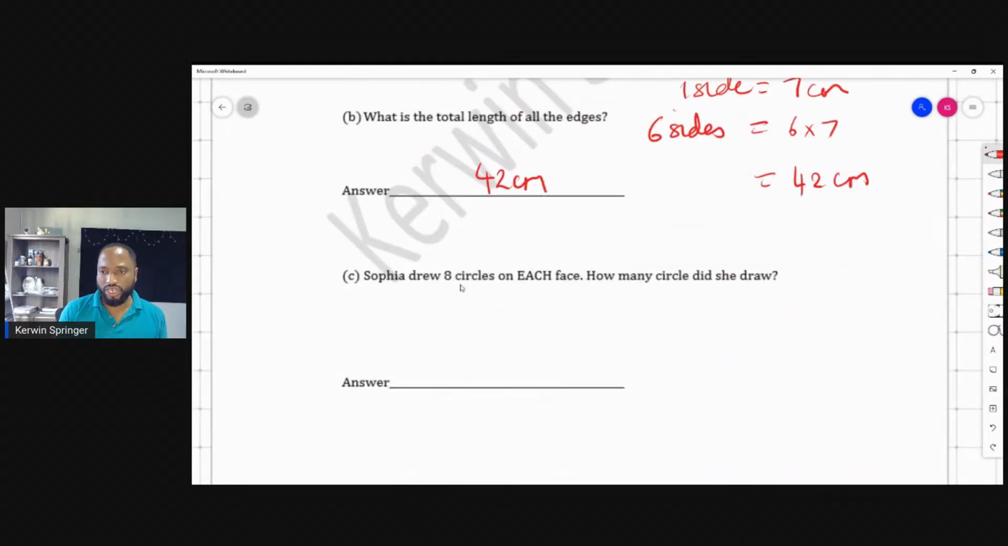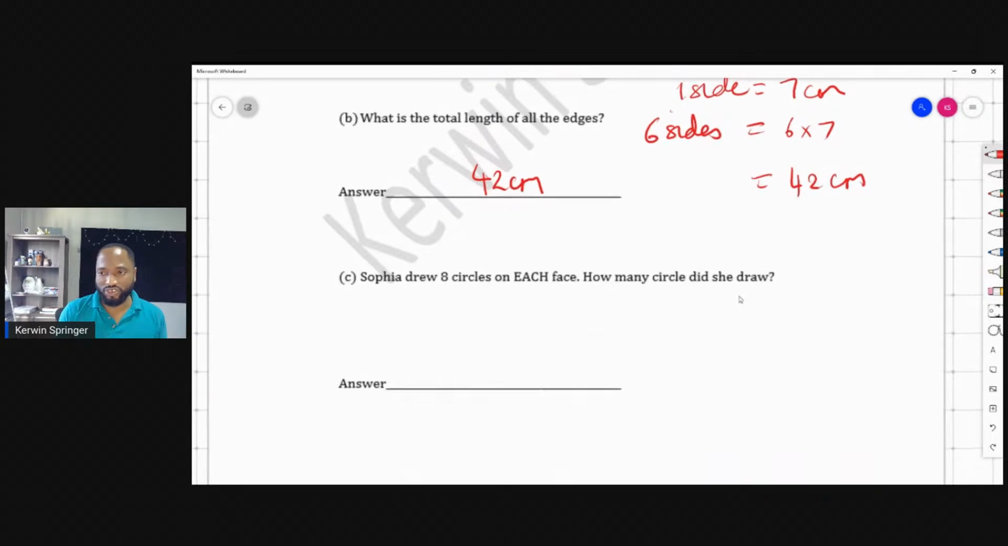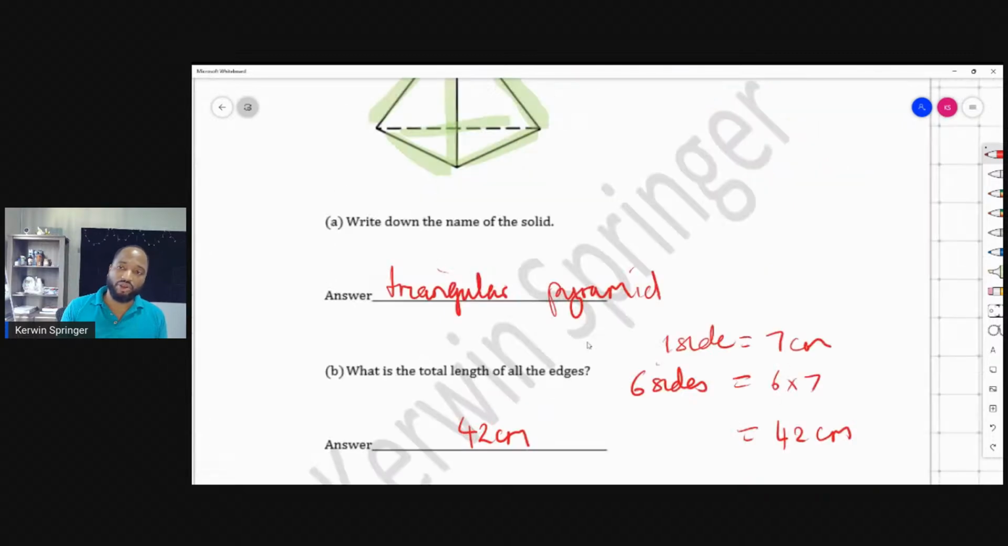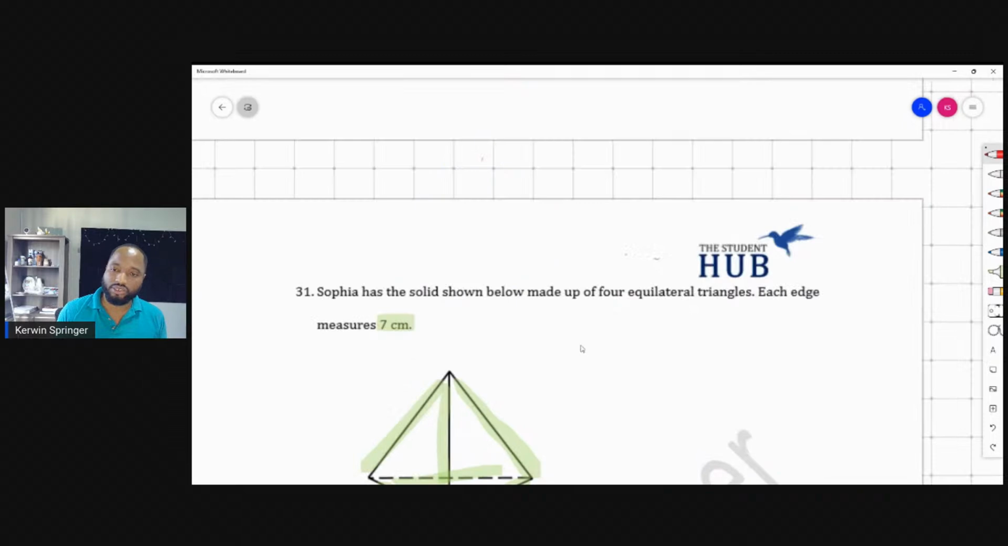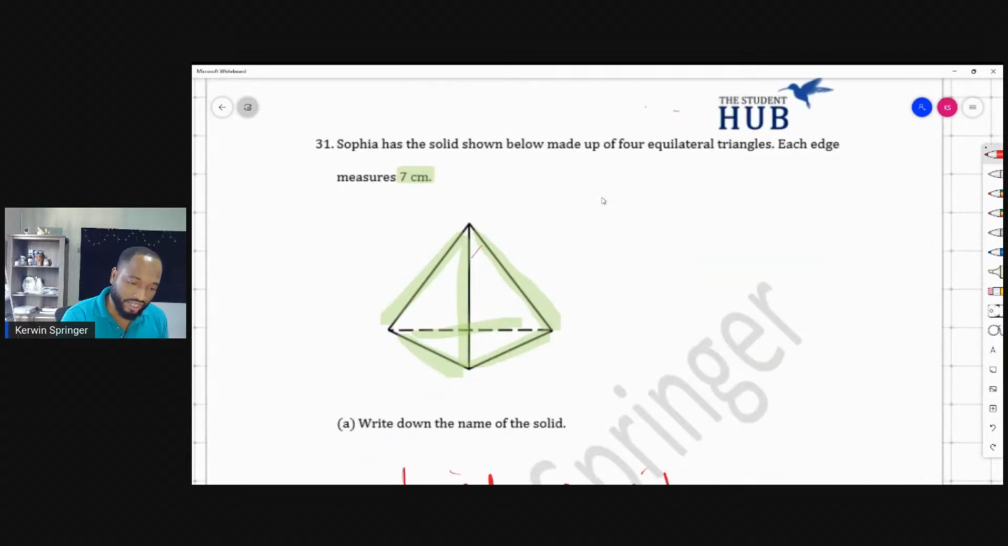Sophia drew 8 circles on each face. How many circles did she draw? Wow, Sophia, you have time to draw 8 circles on each face? Well, I count how many faces we have. We have this face here, 1. Then we have this face here, 2. Let's draw it a little neater. We have this face here, 2.